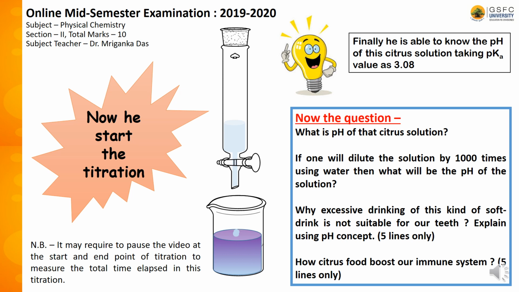Why is excessive drinking of this kind of soft drink not suitable for our teeth, using the pH concept? Please explain. How does citrus food boost our immune system? For this calculation, you may need to pause the video at the start and the end point of the titration to measure the total time elapsed during this titration.